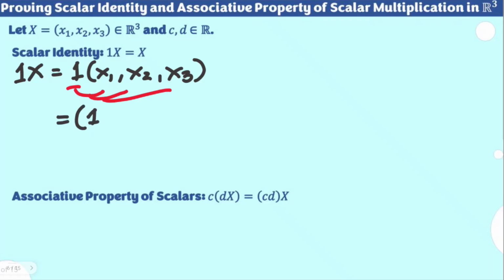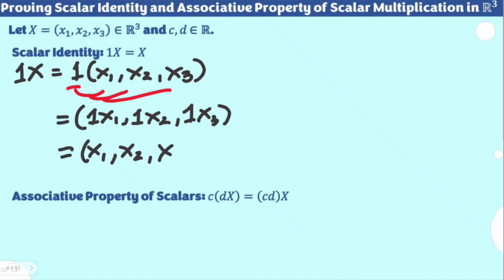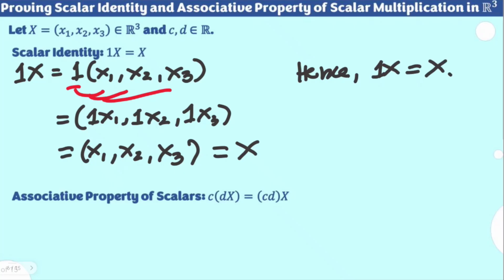You have here 1 times x sub 1, 1 times x sub 2, and 1 times x sub 3. Now, x sub 1, x sub 2, and x sub 3, being components of x, are real numbers. So we can simply drop the 1, because 1 times x sub 1 means x sub 1, where 1 is our numerical coefficient. Therefore, it is just equivalent to x sub 1, x sub 2, and x sub 3, which is just our vector x itself.